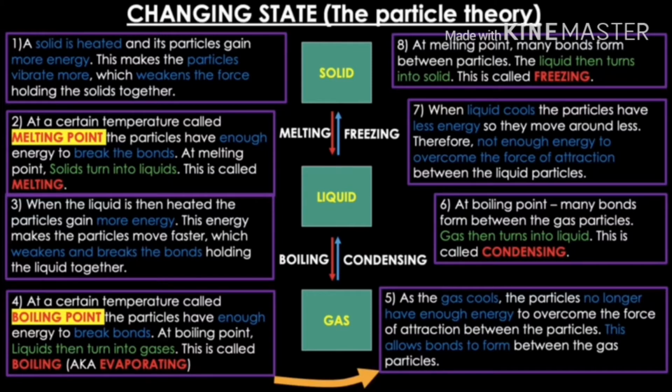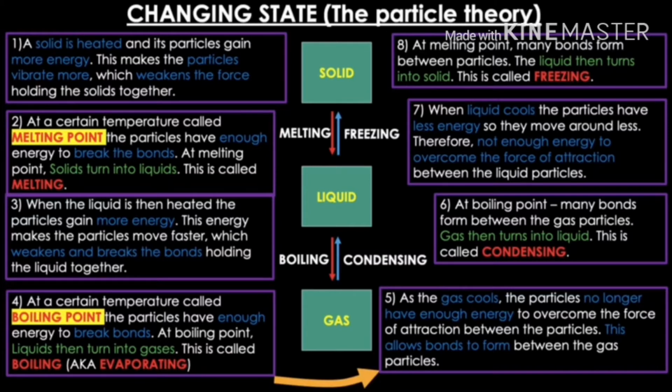Number 2. At a certain temperature, which is called the melting point, the particles have enough energy to break the bonds. At melting point, solids turn into liquids. This is called melting. Point 3. When the liquid is then heated, the particles gain more energy. This energy makes the particles move faster, which weakens and breaks the bonds holding the liquids together.